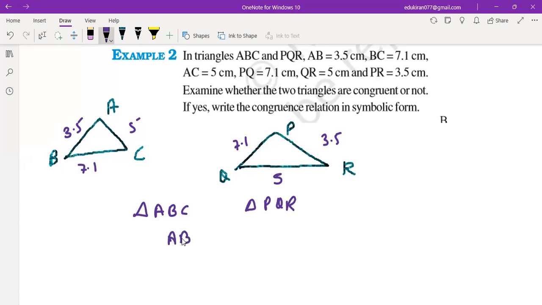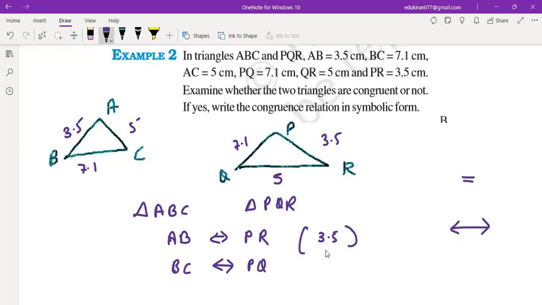AB corresponds to, it's 3.5. So where is this 3.5? This. So AB corresponds to PR, and in bracket you will write they both are 3.5. Clear? Second would be, for example, BC. Okay, it's 7.1. Ma'am, is there any other sign for the correspondence? Corresponds itself says this, or you can just write it like equals. This is the only sign like this.